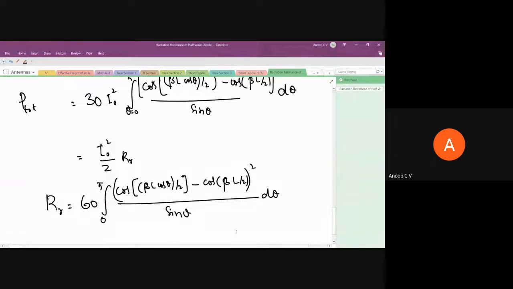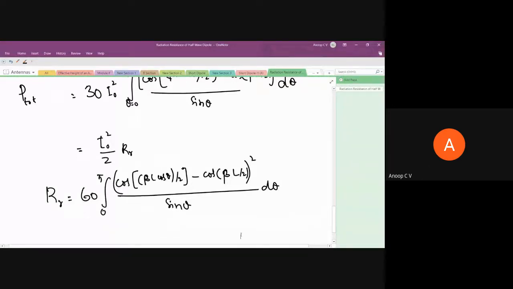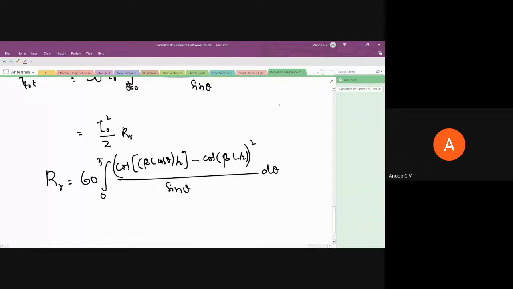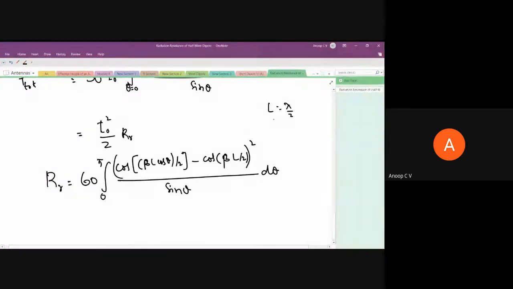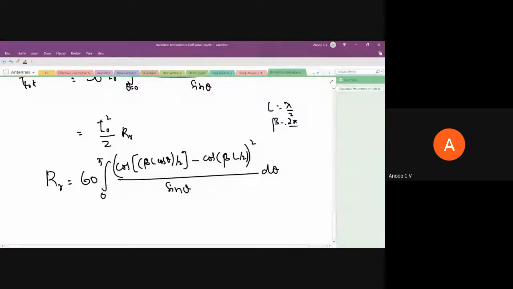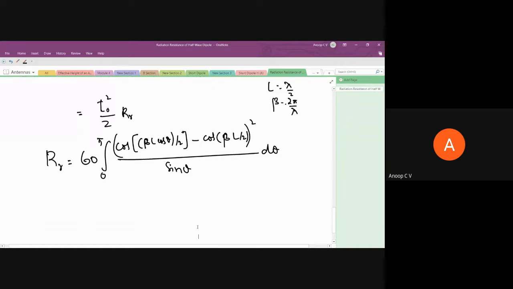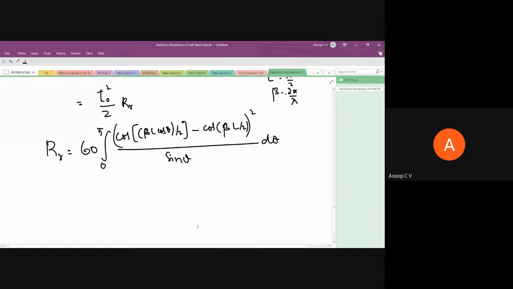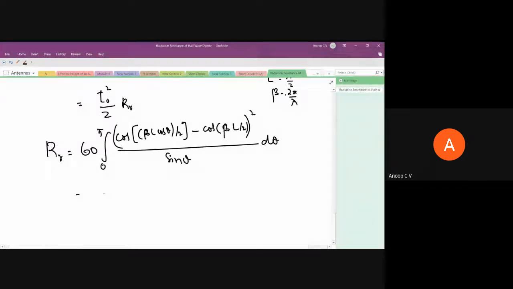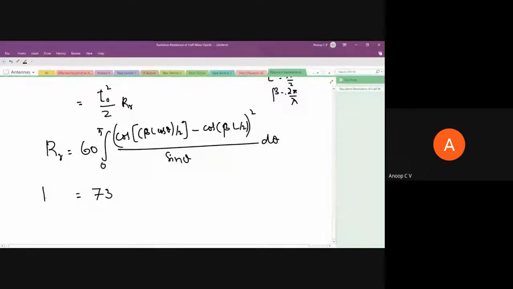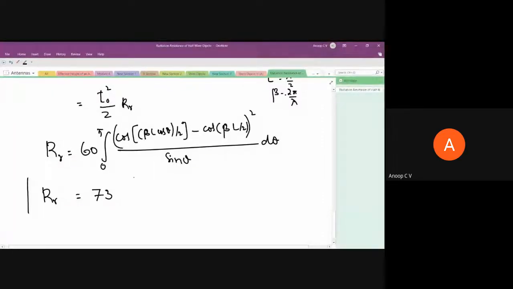If you evaluate this, you substitute L equal to lambda by 2 and beta equal to 2 pi by lambda. Then if you simplify, the lambdas will get cancelled and we'll get a finite integral. You can integrate it using a calculator. If you integrate that, you will get the radiation resistance RR to be 73 ohm.